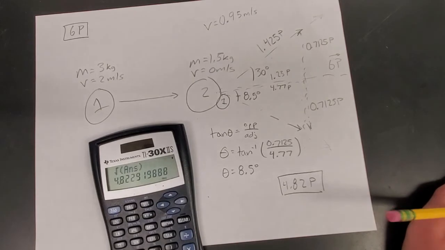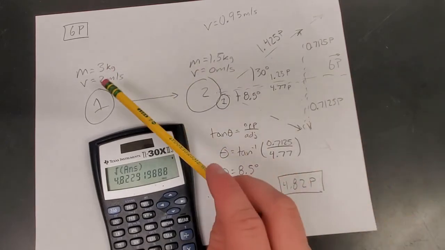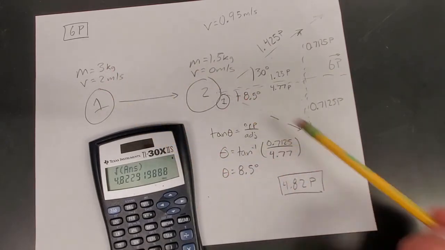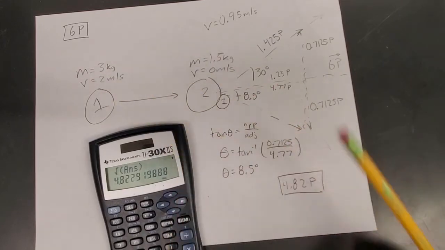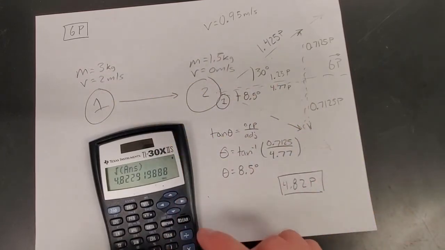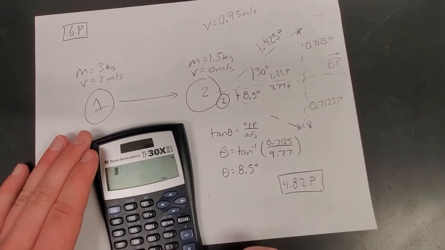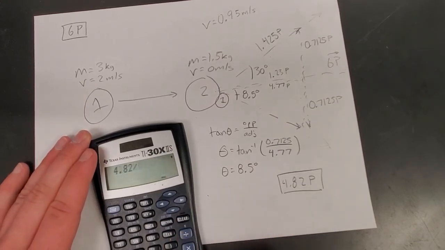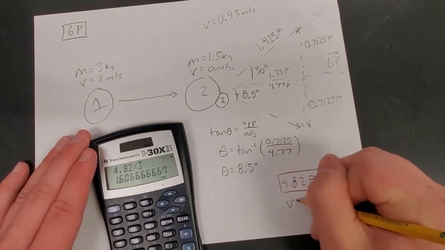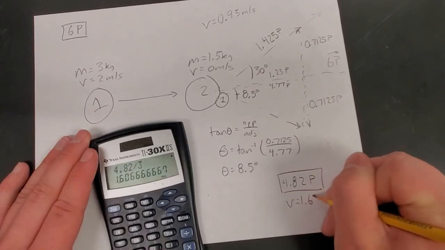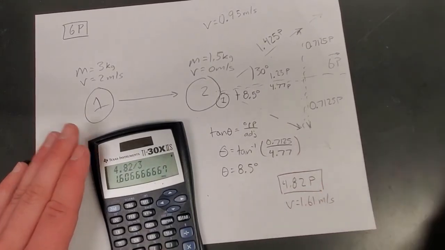And finally, we can find the velocity that we feel. Remember, if we have this momentum going in that direction, what's the velocity? Well, we just divide by mass. So we say 4.82 divided by 3 equals, so v is equal to 1.61 meters per second.